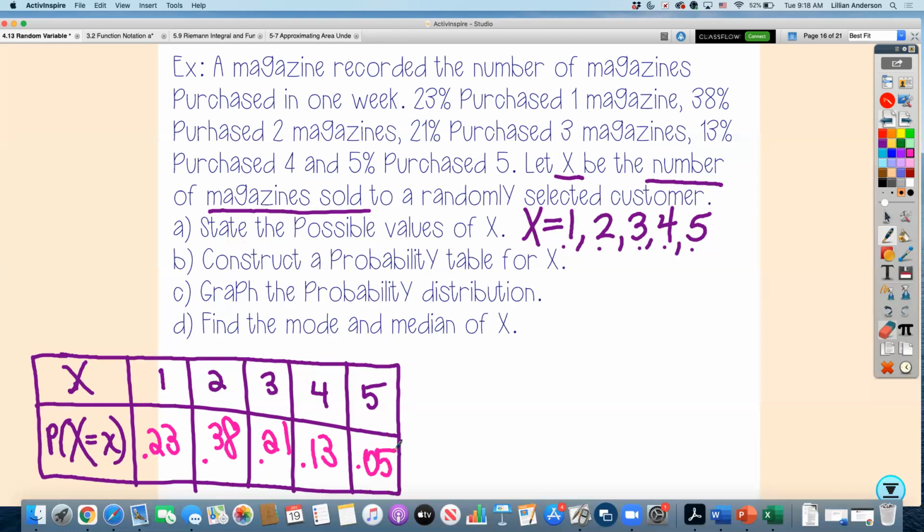Okay. Now remember, this is a probability distribution. All of those numbers should add up to equal 1, or 100% if I had the percentages in there. 0.23, 0.38, 0.21, 0.13, and 0.05 all add up to equal 1. So this is a probability distribution. Now we have to graph the probability distribution. Well, essentially, we just have to take those values and put them on a graph.